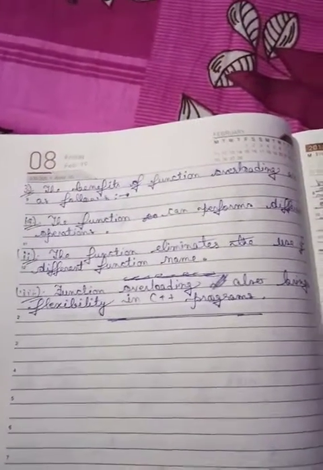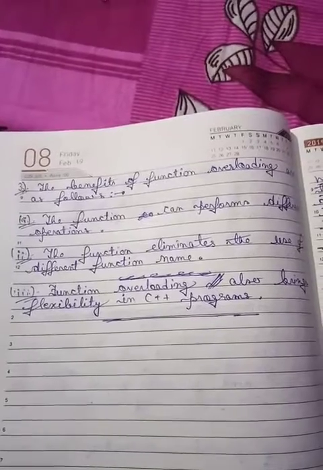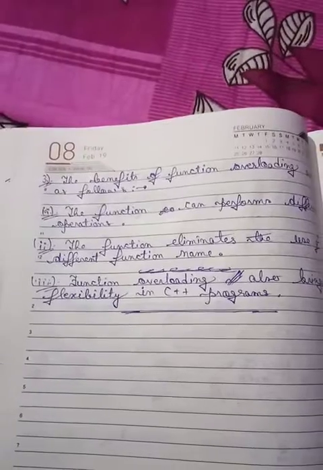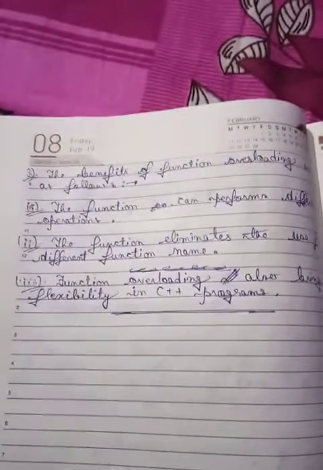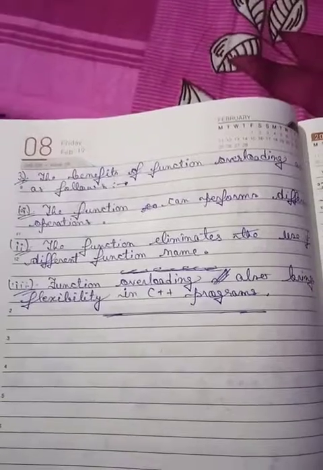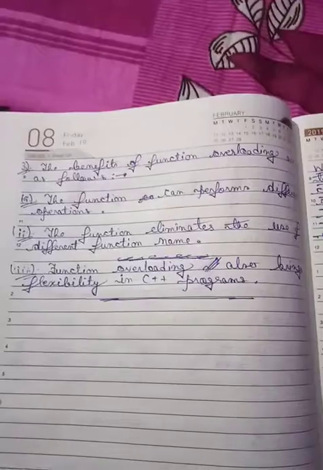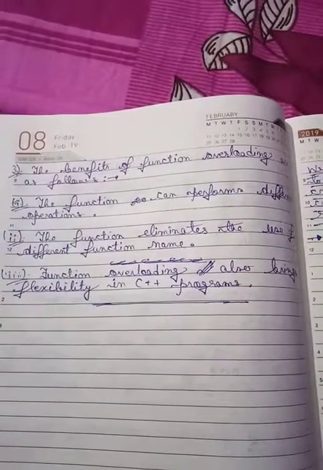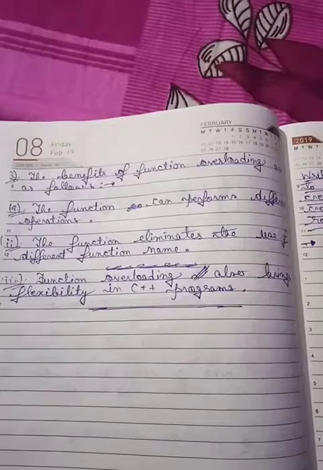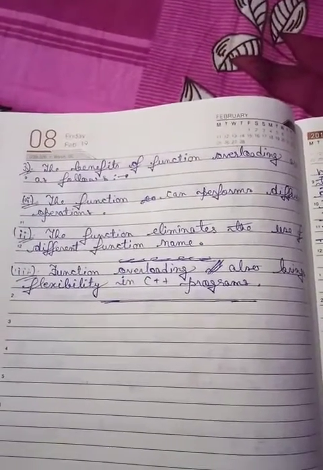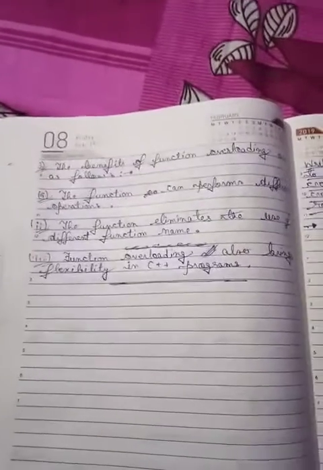The function overloading eliminates the use of different function names. This is a very important point. Please note it down. What is the meaning of this statement? You cannot use different function names. You have to use the same function name, otherwise you cannot say that the function is overloaded. It eliminates the use of different function names.